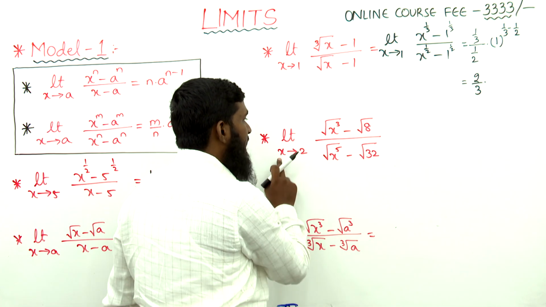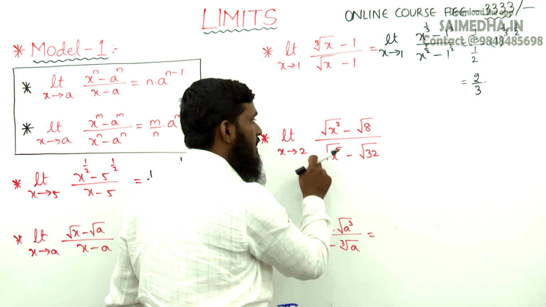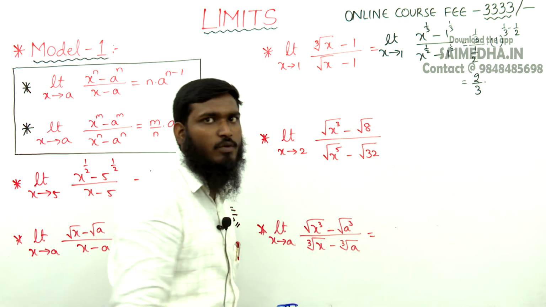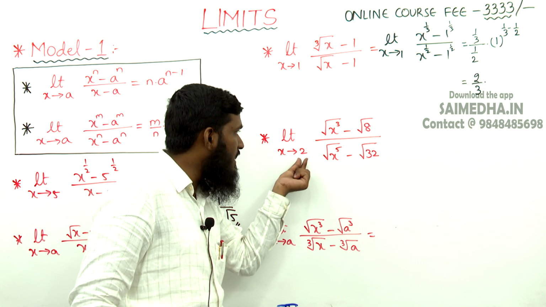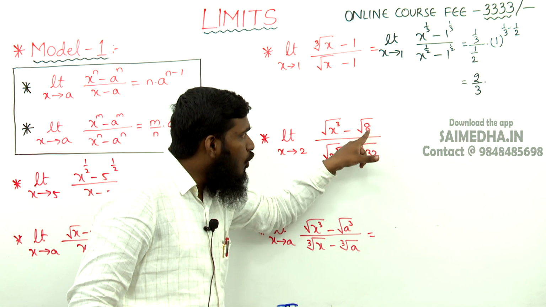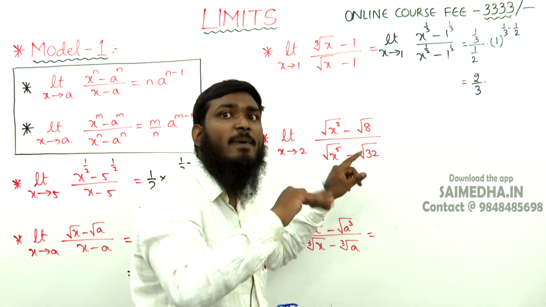Now next, limit x tends to 2, square root of x cube minus square root of 8 divided by root x power 5 minus root 32 is given over here. Okay, what is the a value actually? 2. If the a value is 2, then over here also it should be in 2 power, and in this part also it should be 2 power.